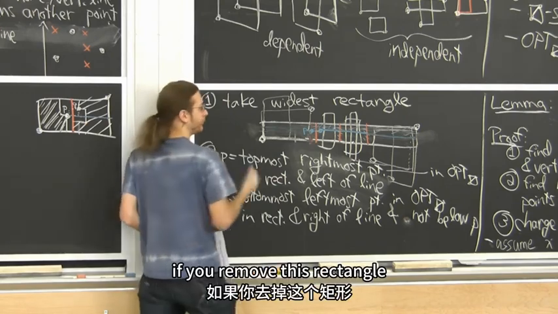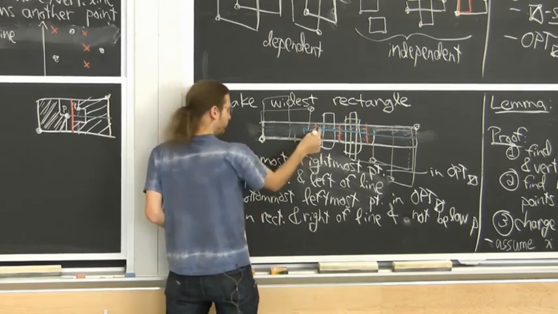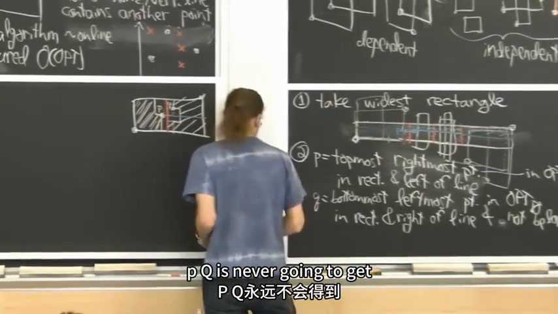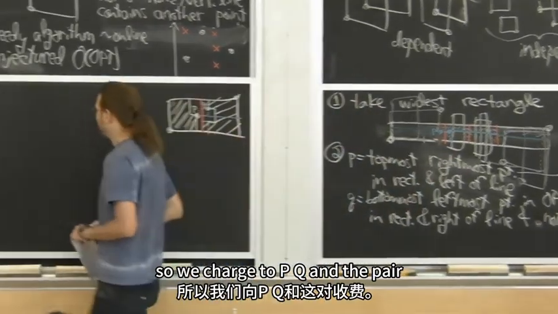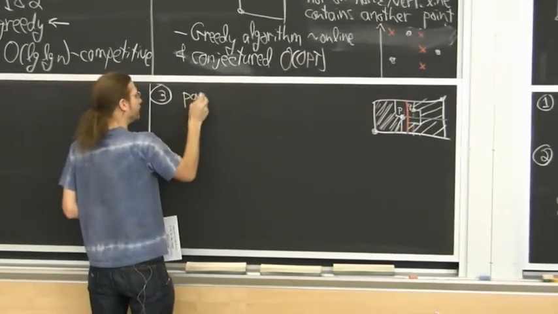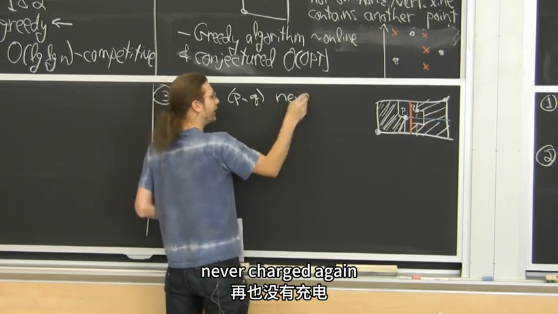If you remove this rectangle and repeat this process, PQ is never going to get charged again. So we charge to PQ, and the pair PQ is never charged again.